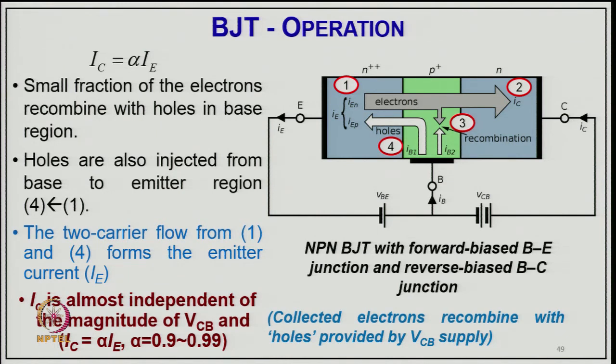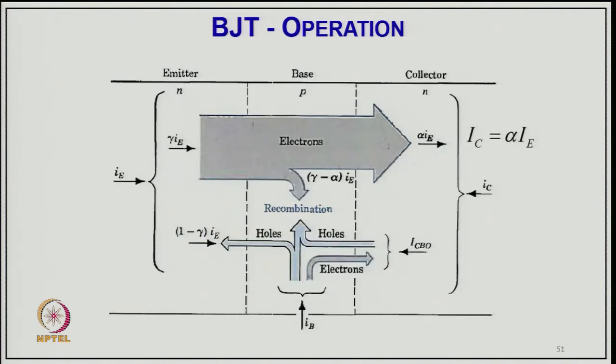Holes are also injected from base to the emitter, and the two carrier flows form the emitter current, and I C is almost independent of the magnitude of V CB, and that I C we call alpha times I E, where alpha is 0.9 to 0.99 or so. So, this is the basic operation.